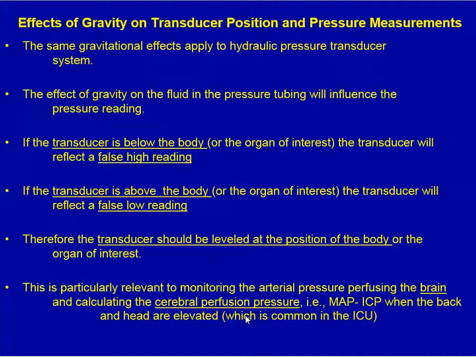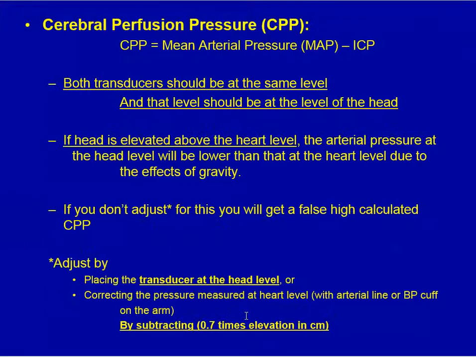This is particularly of concern in regards to perfusion of the brain and calculating cerebral perfusion pressure. As you recall, cerebral perfusion pressure is the difference between the arterial pressure entering the brain and the intracranial pressure. Both pressures need to be referenced to the same level, and therefore the transducers should be at the head level.